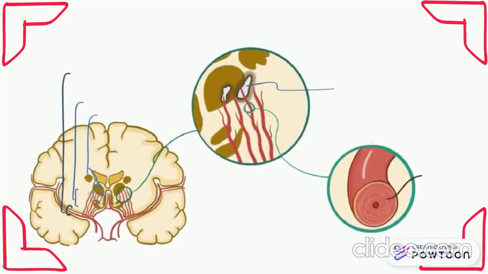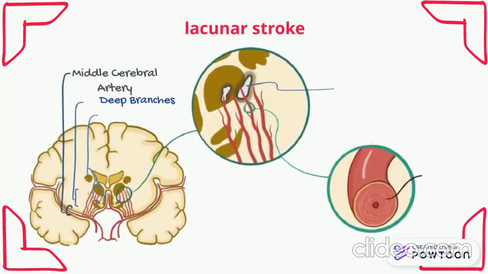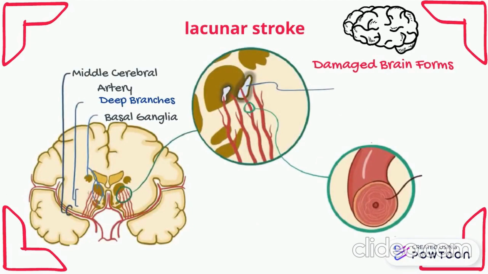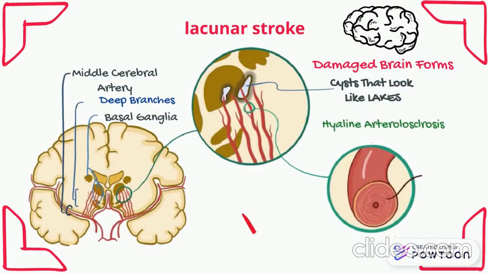One specific type of ischemic stroke is called a lacunar stroke, and they typically involve the deep branches of the middle cerebral artery that feed the basal ganglia. It's called that since after a lacunar stroke the damaged brain tissue develops fluid-filled pockets called cysts that look like little lakes under a microscope. This can happen as a result of hypertension or diabetes.